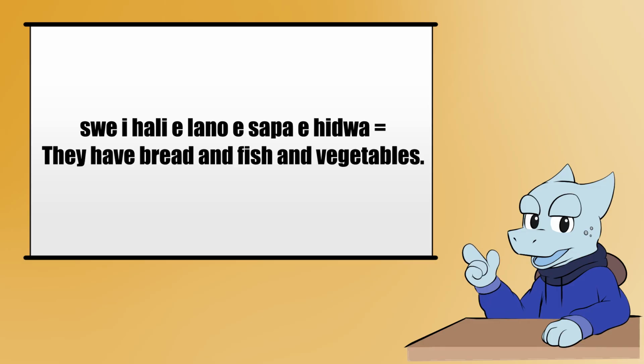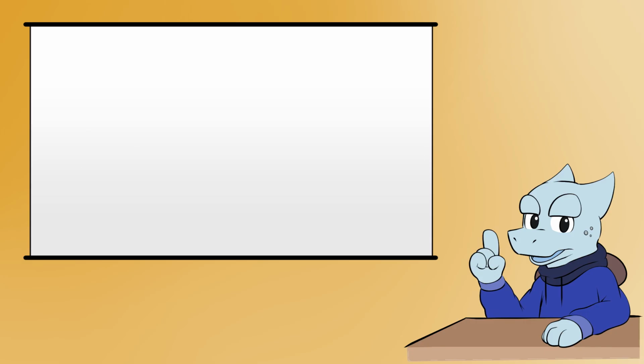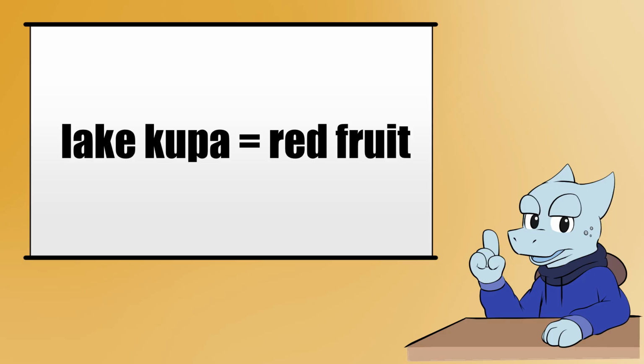If you have multiple subjects, verbs, or objects, just introduce the new one with the same particle. Swe ihali elano esapa ehidwa means they have bread and fish and vegetables. Any word can act as an adjective if it's put before a word. Lake kupa means red fruit, a fruit that is red.